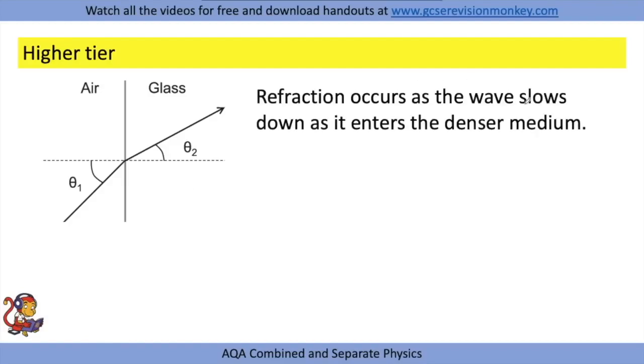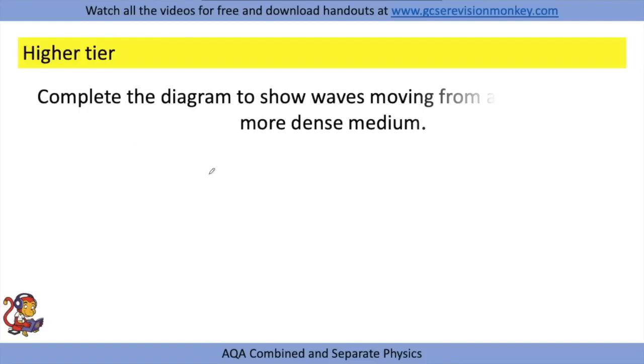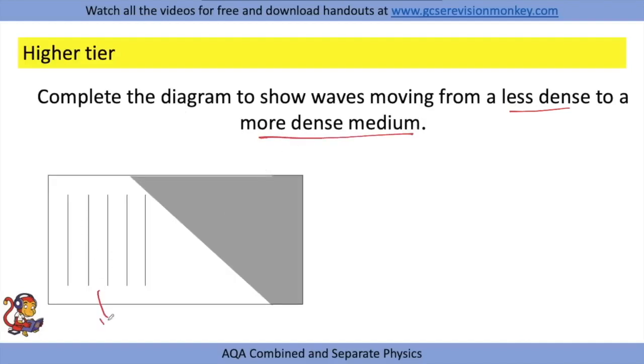Refraction occurs as the wave slows down, so you might be asked to explain why refraction happens, okay, because it slows down as it enters the denser medium. If it was going at the same speed, it would travel straight on like so, but because it slows down, it bends towards the normal in this direction. You also need to complete the diagram to show the waves moving from a less dense to a more dense medium, but you might have to show this as wave fronts, which are shown here.